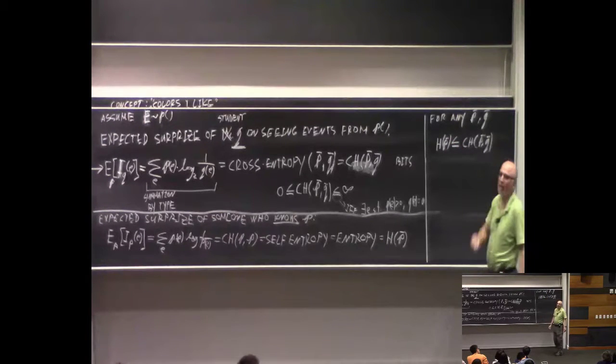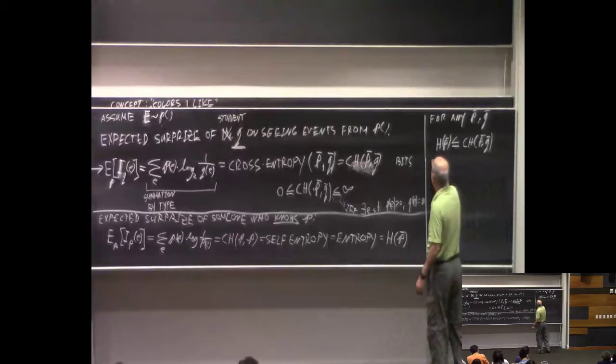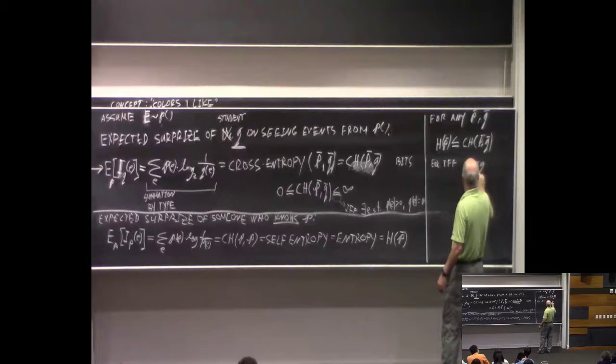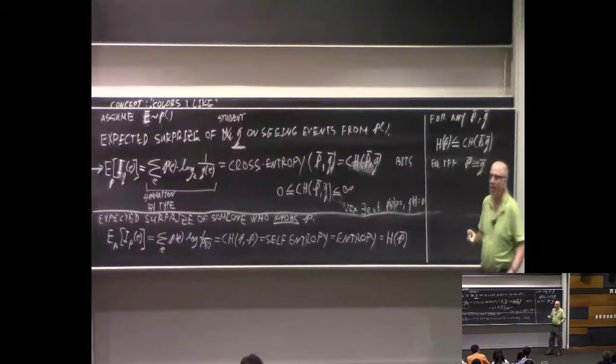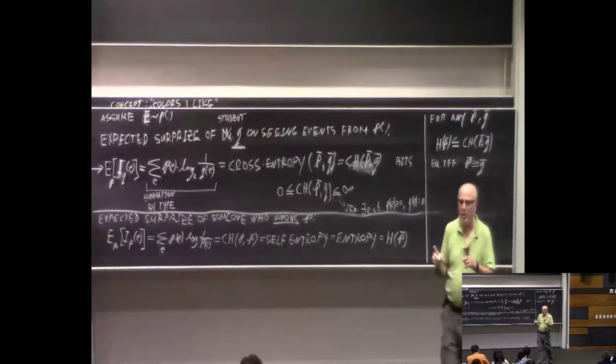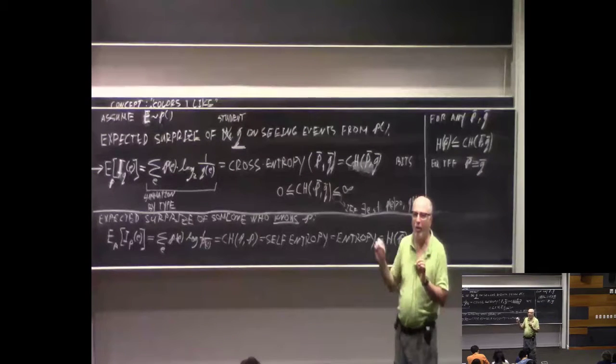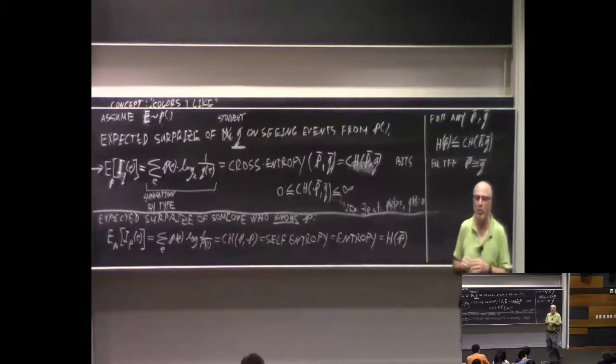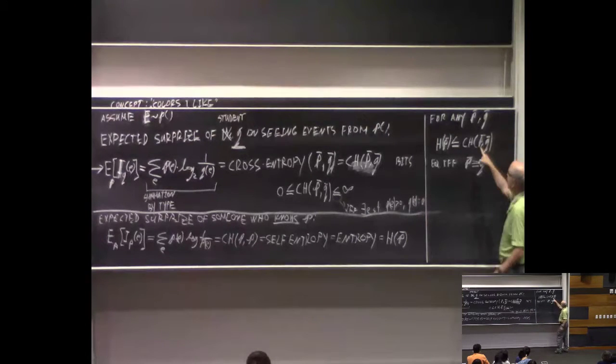And the equality holds if and only if P and Q are the same. Equality if and only if P is identical to Q. As long as P and Q are two different distributions, and they can differ even by a little bit, there's strict inequality there. One way to say it is that as soon as Q changed from P to something else, it becomes strictly bigger.